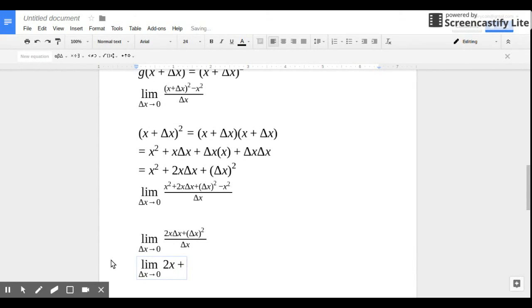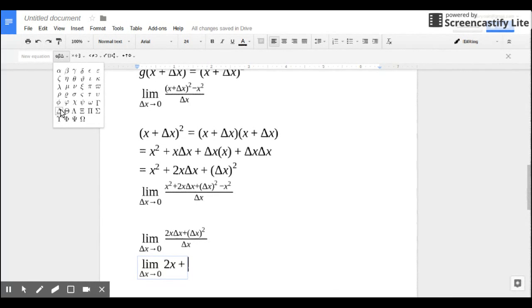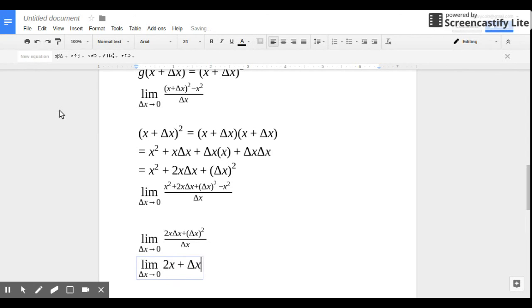plus a delta x. All right, 2x and a delta x. Now what we'll do now is the direct substitution, and that is plugging 0 directly in to this delta x up here, so we end up with 2x plus 0. But 2x plus 0 is just 2x. See that? 2x plus delta x, or 2x plus 0 is just 2x.